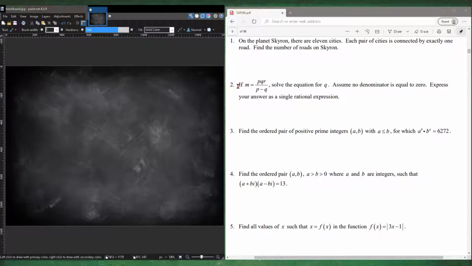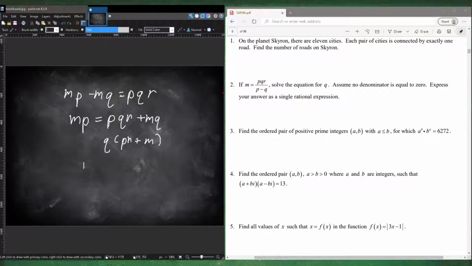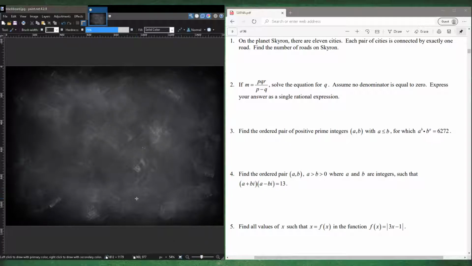Number two, if M equals PQR over P minus Q, solve the equation for Q. So MP minus MQ equals PQR. So get the Q all to one side. And now we distribute our Q. So PR plus M. So we have MP over PR plus M. And that is your answer for number two. That's basically it. Isolate and move to the other side.